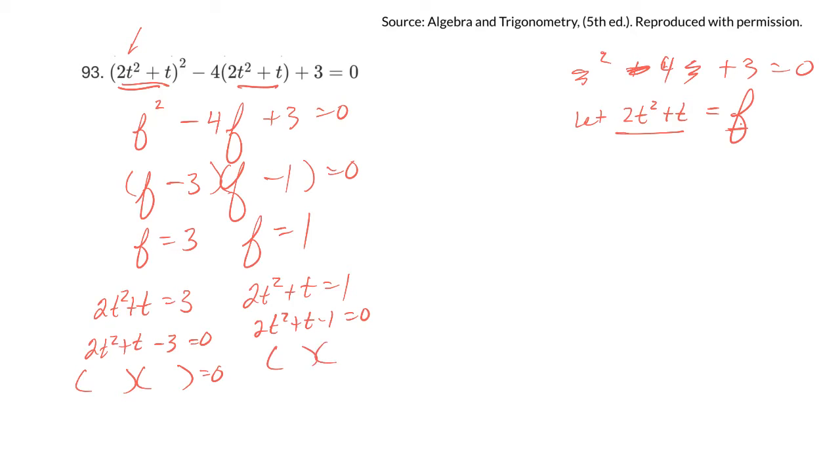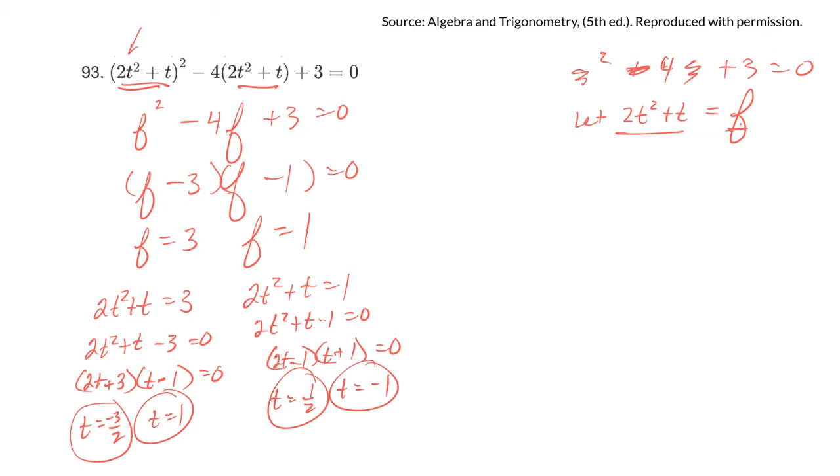Again, factor. Looks like I'm going to get 4 answers for this one. So I'd put a 2t there and a t there, probably a 1 there and a 3 there. The 3's got to be bigger, so it's plus and this is minus. So on this side, t is going to be negative 3 halves, and this one will be positive 1. Same thing here, 2t and a t, and it has to be 1, 1. This one will be positive and this one negative, I think. So this one will give me 1 half, and this one will give me negative 1. So for that question, I have 4 answers.